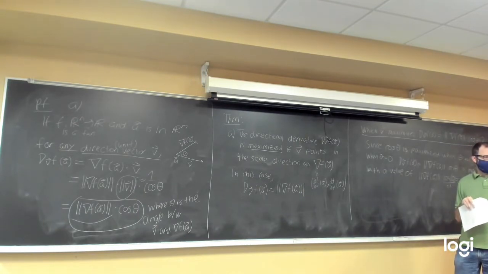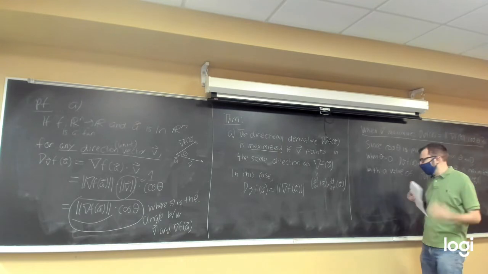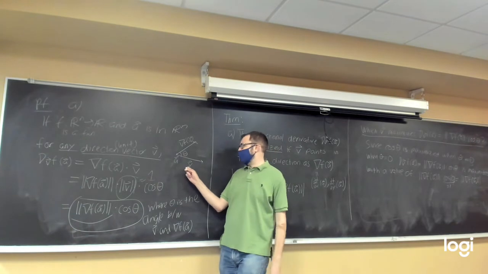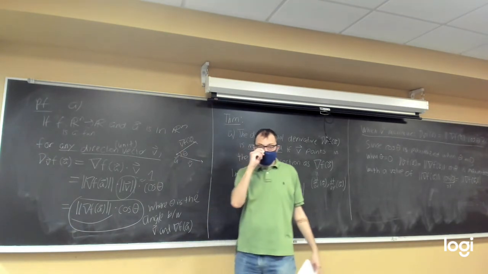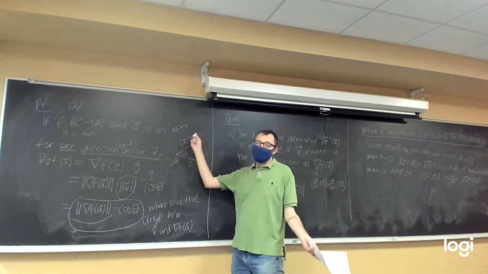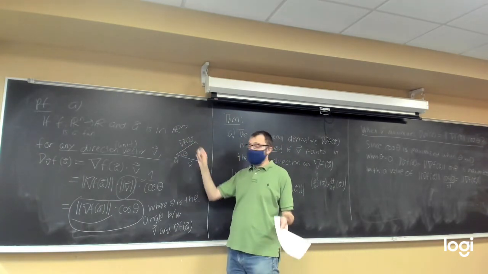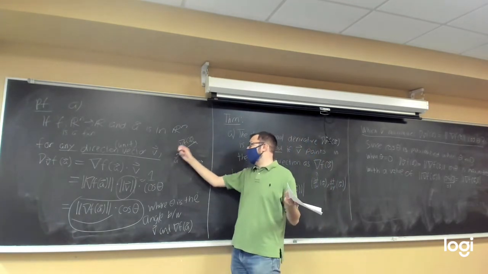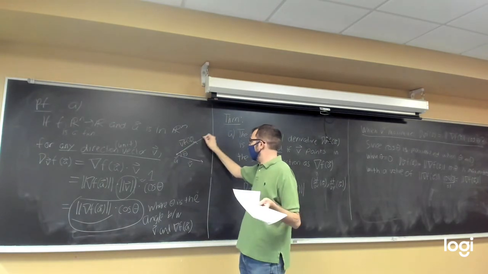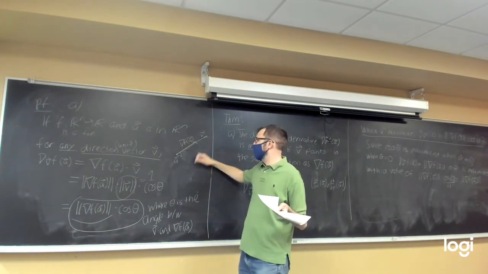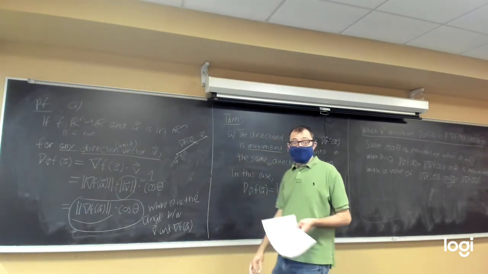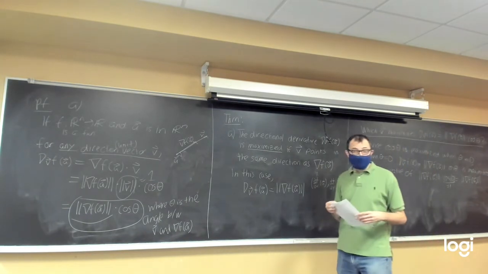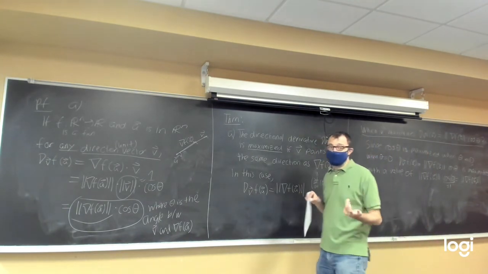So, let's see. Jared, what can we say when theta is equal to 0? When the angle between your direction vector v and the gradient of f at a is just 0, what can we say about the relationship between v and the gradient vector? That's right. They have to be parallel. If the angle between them is 0, then v is going to point in the same direction as the gradient vector. And that gives us the other thing we needed, that our directional derivative is maximized if v and the gradient vector point in the same direction.